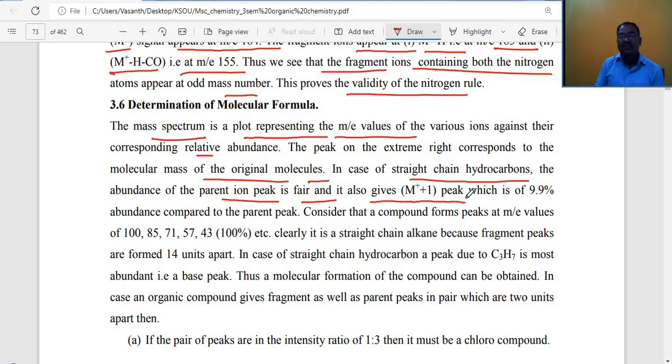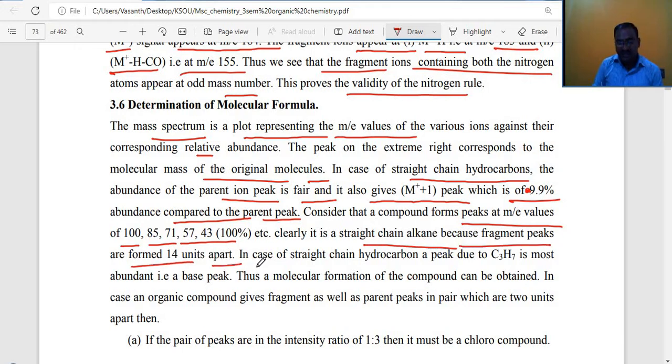It also gives an M plus 1 peak, which appears at 9.9% abundance compared to the 99% of the parent peak. Consider the peaks at M/E values 100, 85, 71 and 43, etc. It is clear that it is a straight chain alkane, because fragments are formed 14 units apart. 14 units apart means here CH2, carbon 14 and hydrogen 28. What we are getting here is 100.